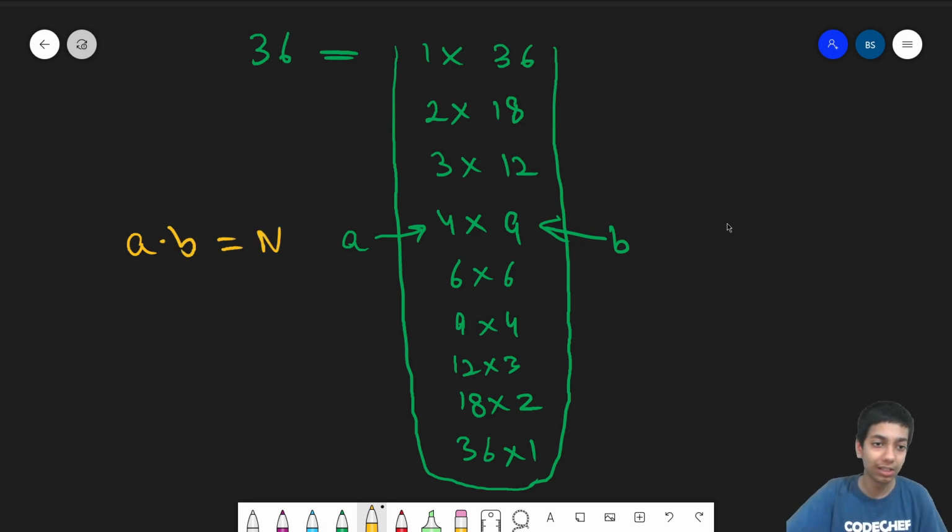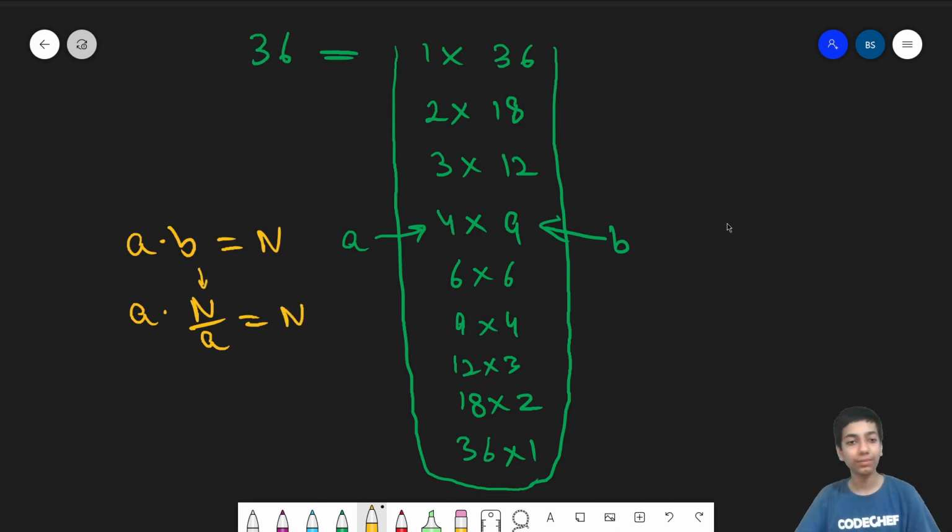Or in other words, to remove the term b, we can write a into n by a, which will essentially be b only, equal to n. So if we revise the problem that we are given, in absolute terms we have to see if a number has any factor a or not, right? So we do not basically have to search for b, we only have to search for a. And I put the condition that a is less than or equal to b, so that we are only considering unordered pairs, right?